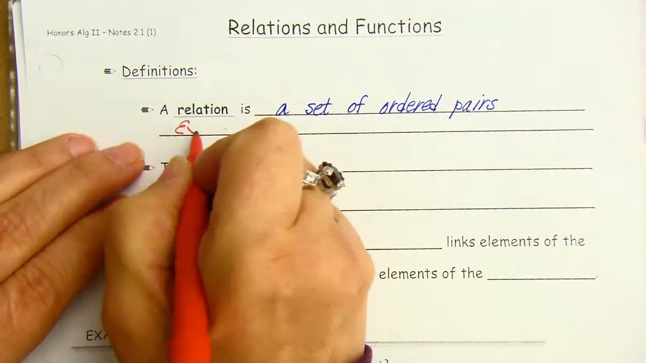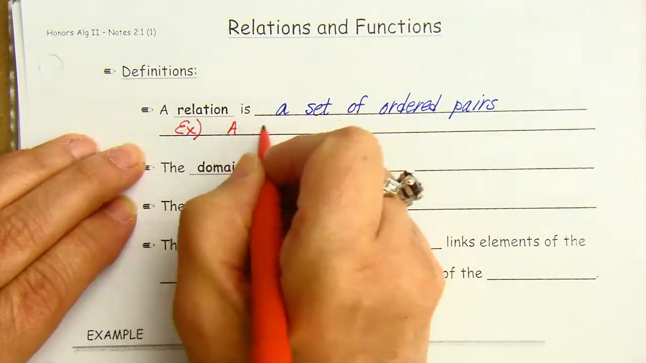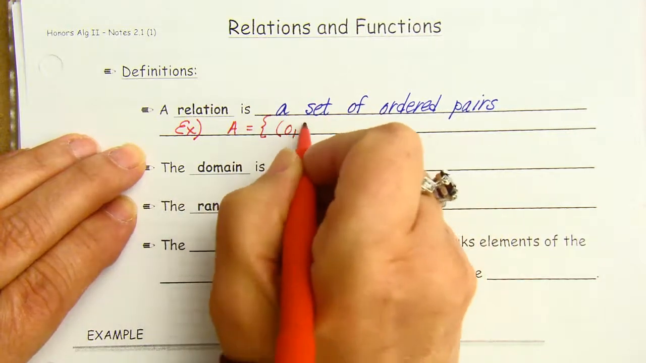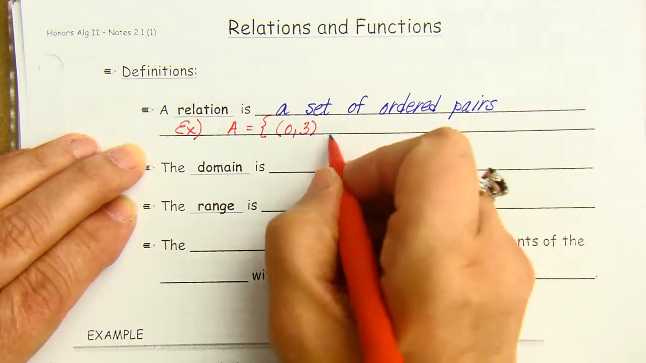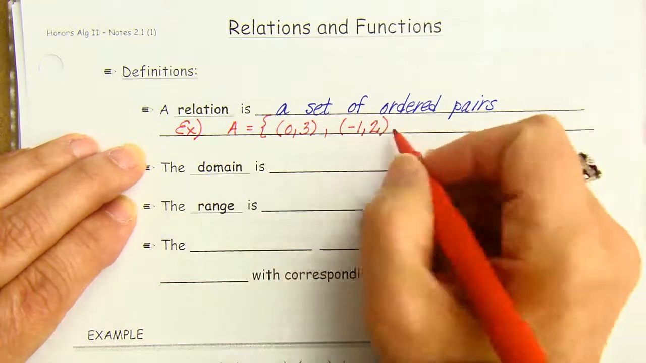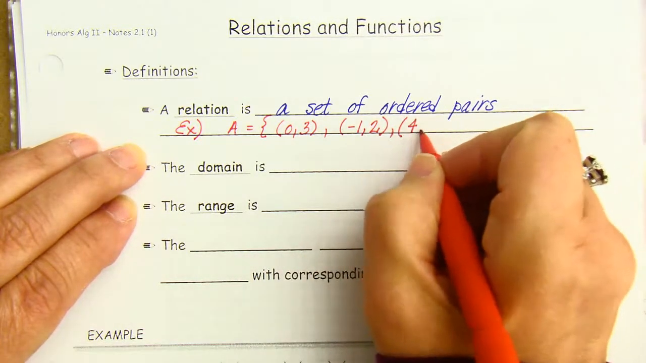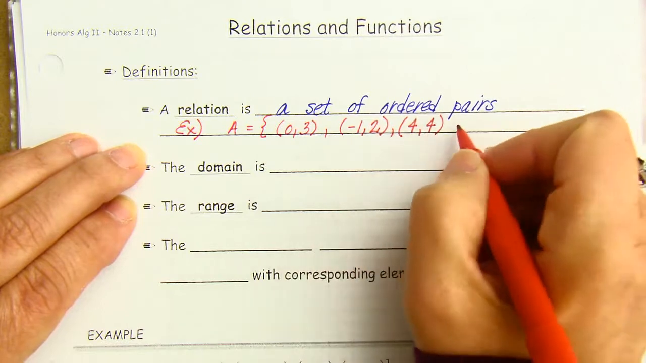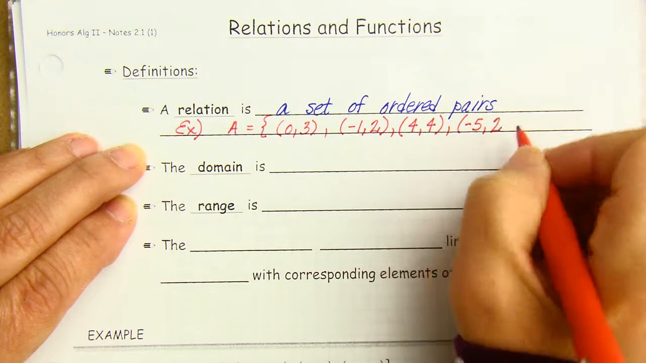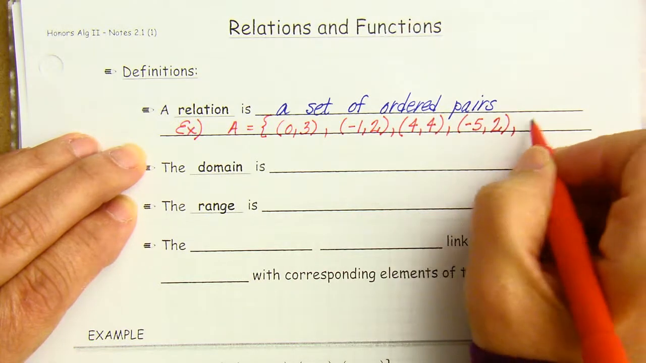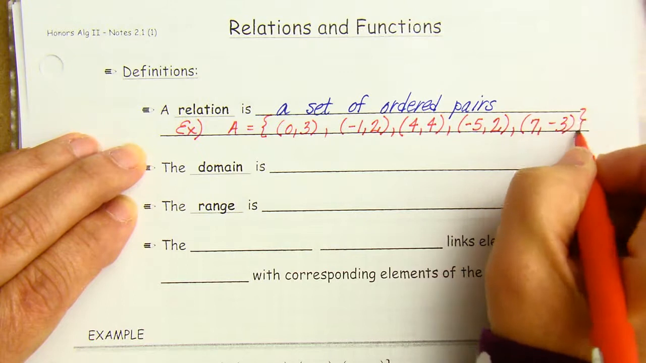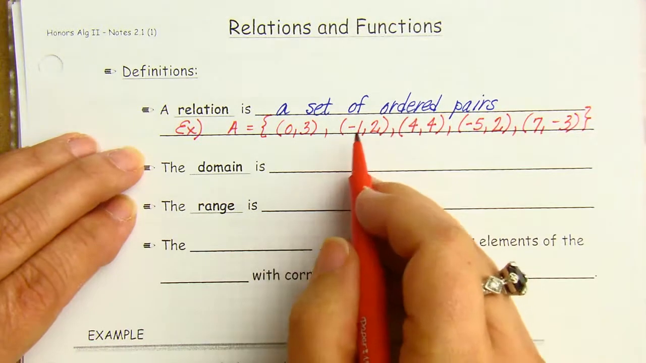So for example, set A is this set of ordered pairs. (0, 3), (-1, 2), (4, 4), (-5, 2), and (7, -3). Remember, our ordered pairs are always x, y.